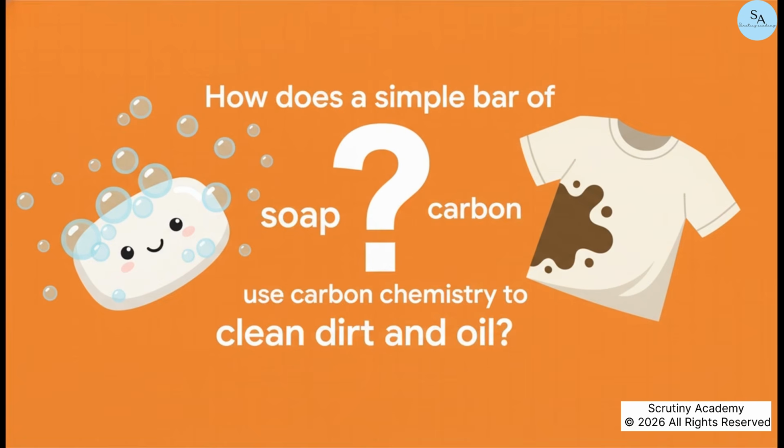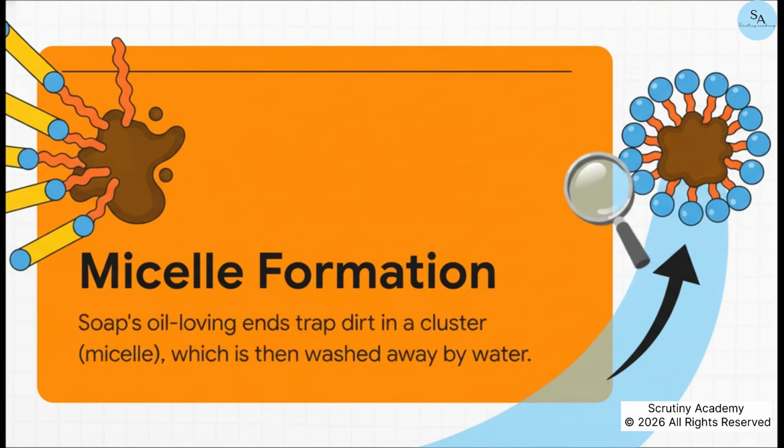All right, let's talk about some real-life magic. How does a simple bar of soap get all that greasy dirt off your hands? Yep, you guessed it. It's all about carbon chemistry at work. The secret is something called a micelle. So picture a soap molecule. It has 2 ends, a long tail that hates water. We call that hydrophobic, but it loves oil and grease. Then it has a small head that loves water. That's hydrophilic. So what happens?